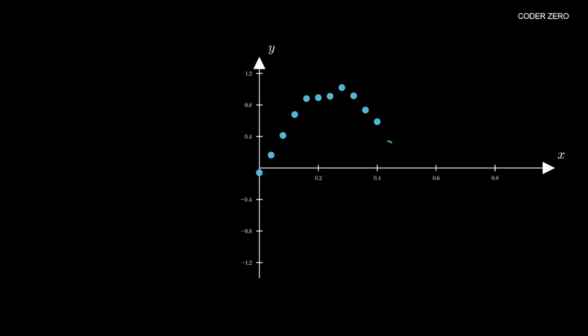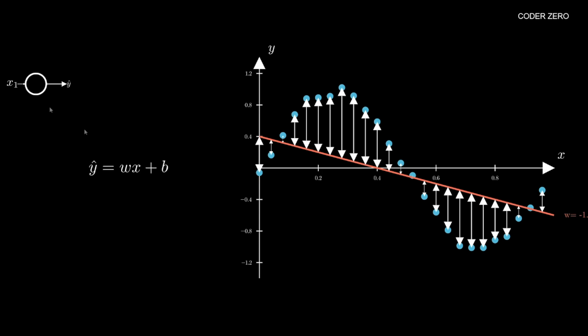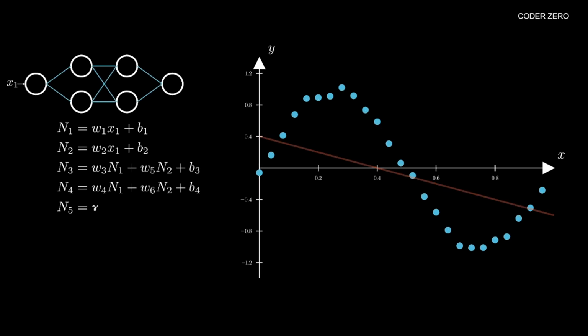Now, this is our pattern, and this line represents the equation of a single neuron. You can see this is our neuron and this is the equation of this neuron. Now, if we build a neural network using multiple neurons, it will look like this. So here N1 is the equation of this neuron, and N2 is the equation of this neuron, then N3 is the equation of this neuron.